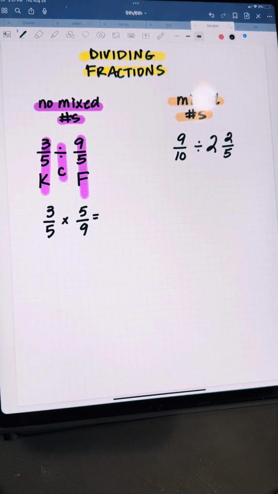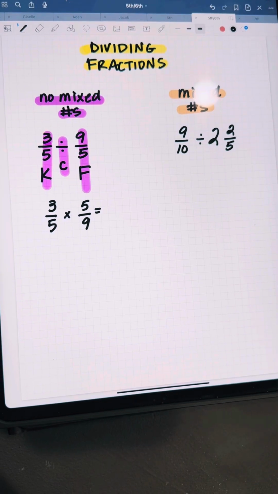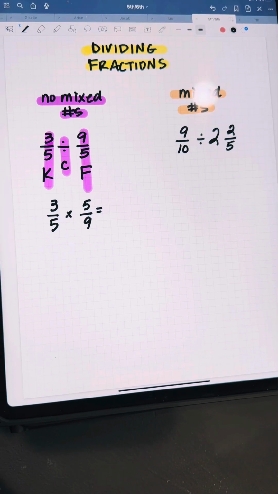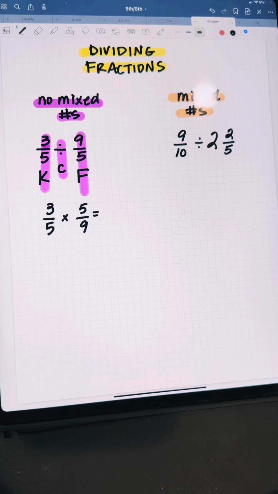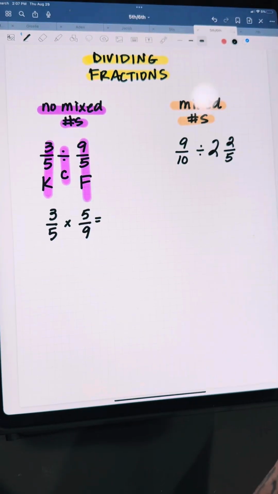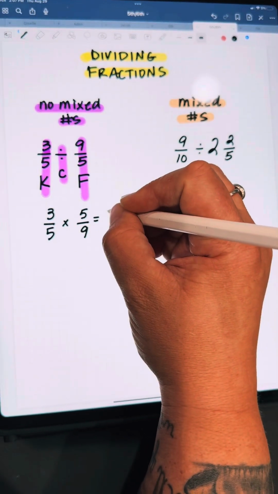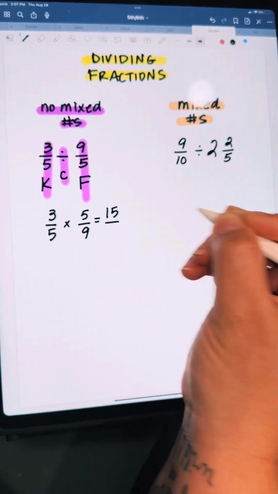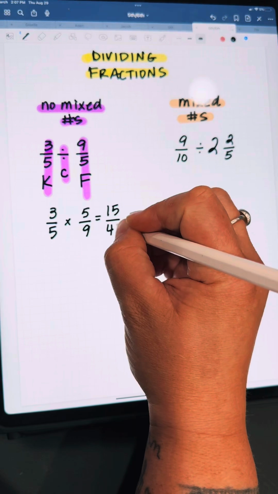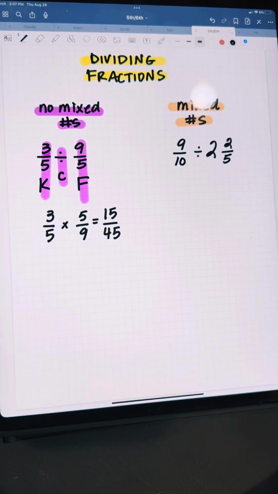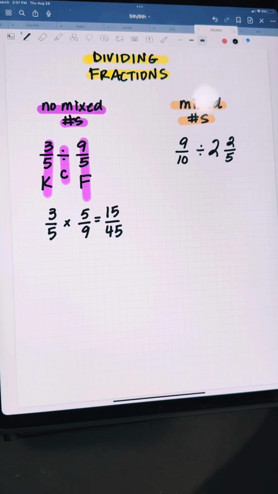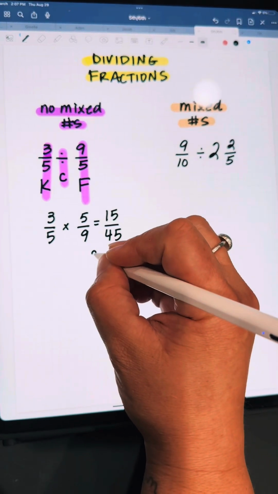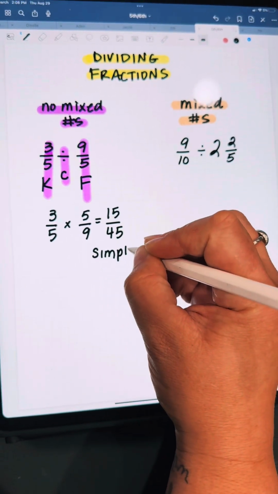I encourage them to work with multiplication charts instead of calculators to continue to strengthen that number sense. But as long as we're showing our work, that's what we're at. 3 times 5 is 15. 5 times 9 is 45. Okay, we're done, except we're not. This guy right here needs to be simplified.